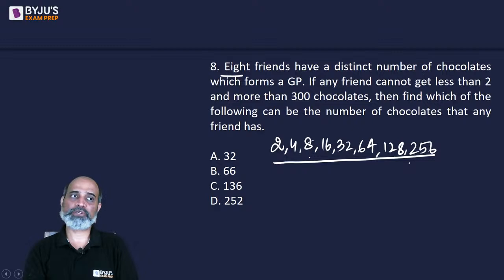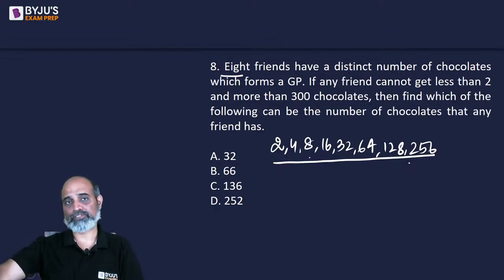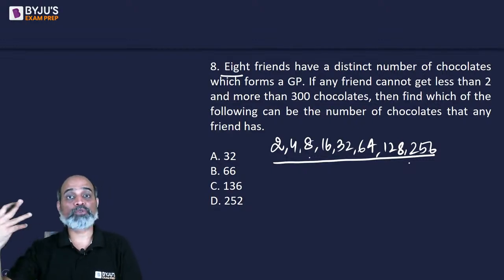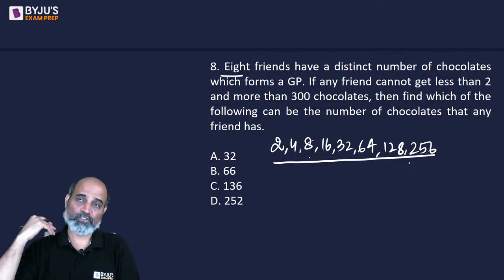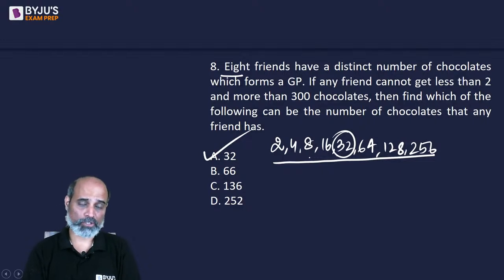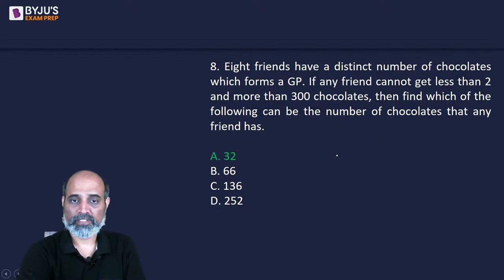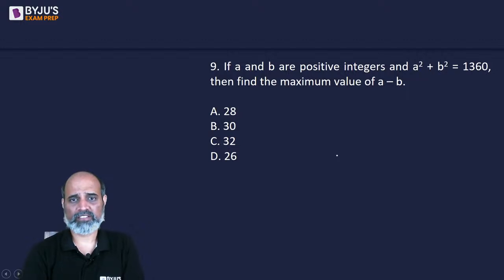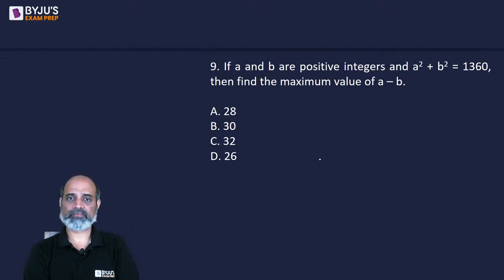Instead of common ratio 2, if I take 3, you can understand that the subsequent terms will increase by a lot, and the 8th value will be in hundreds or thousands, right? So 32 is one of the values that exists, as in one of the friends will have 32 chocolates. It's very much possible. So standard GP series with a common ratio being 2.